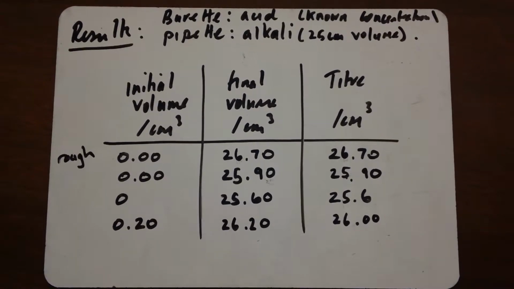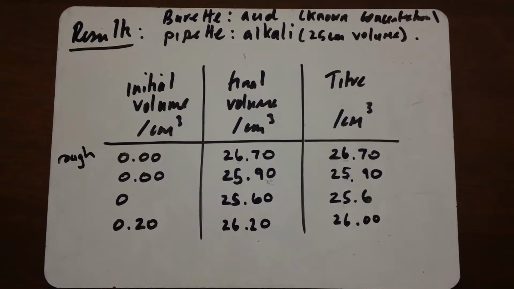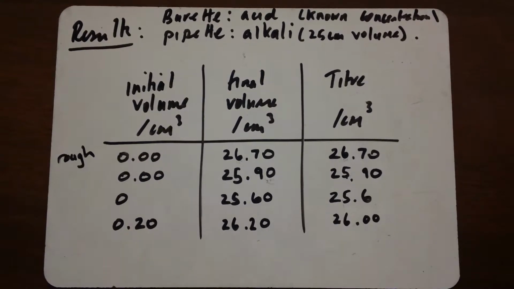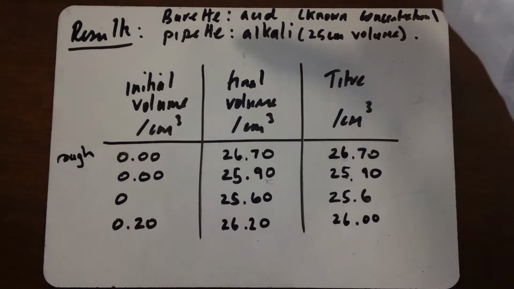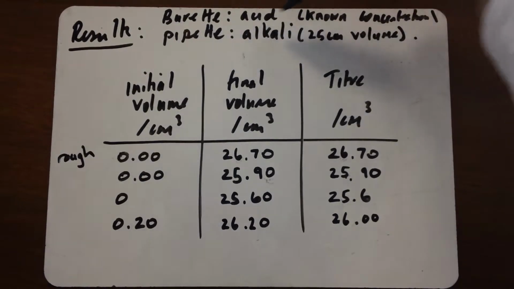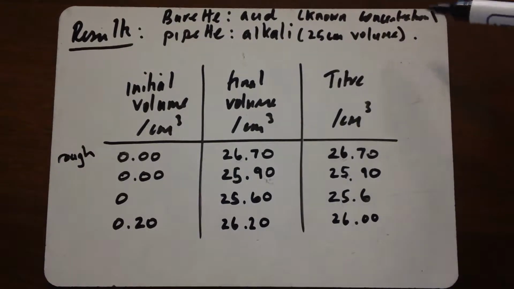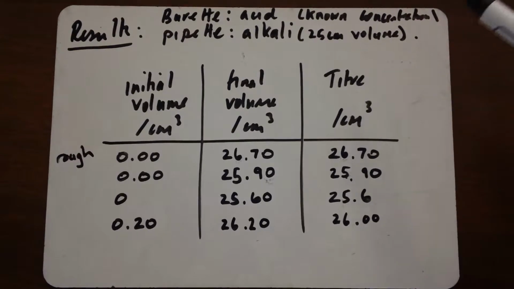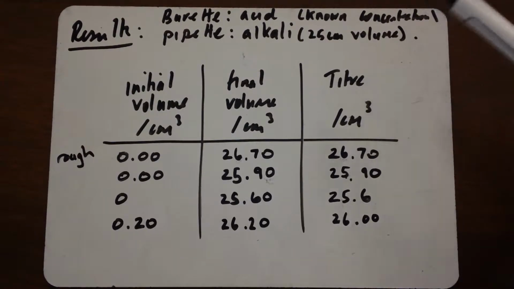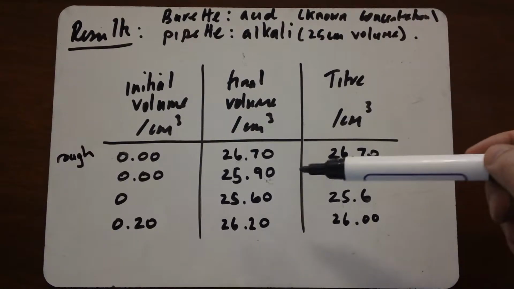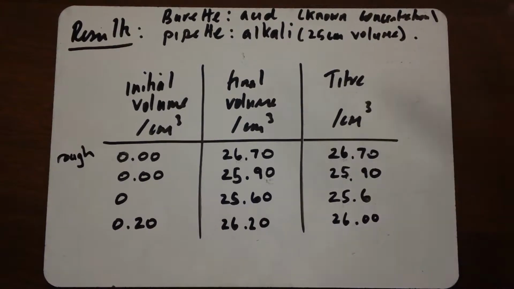So we're going to imagine that we've carried out a titration, and we've got a mock set of results, an example set of results. Now, in the burette we had some acid, and we knew the concentration of the acid. What we don't know yet, though, is the volume of acid needed of that concentration, and that's what we're going to work out here.